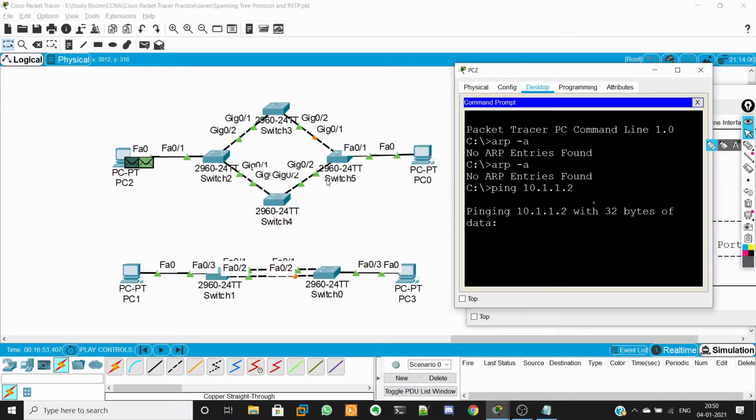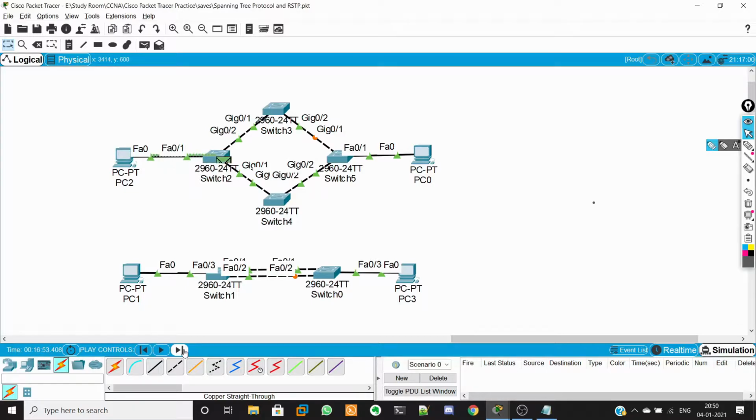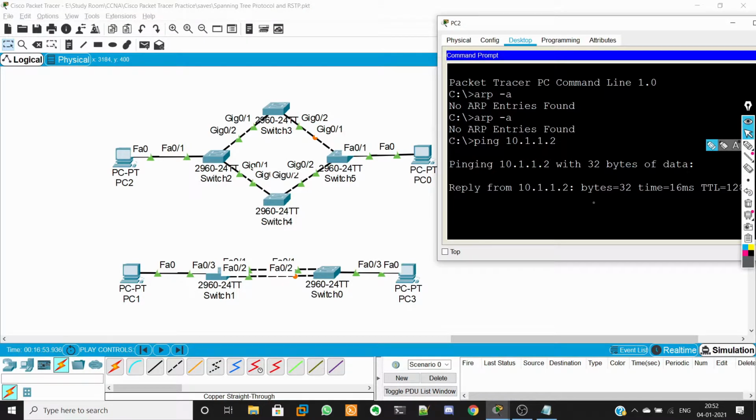So I have the redundant path. Let me forward this. The switch doesn't have the MAC address details, so it simply floods this frame through the other ports. I'm simply passing my frame. It reached the destination, getting the reply. I got the response. In my network, I didn't face any switching problem.